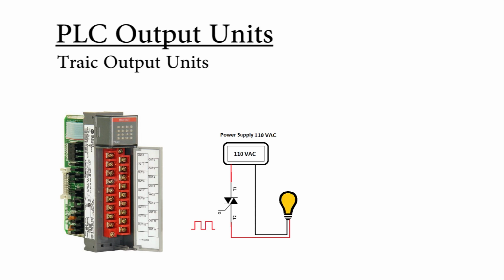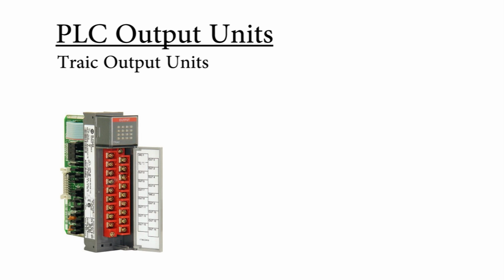When the output signal of the PLC gives a signal on the gate of the TRIAC, it allows the current to flow from terminal 1 to terminal 2 and through the load. TRIAC output is faster in operation and has longer life than the relay output cards. TRIAC output cards are available to operate from 24 volt AC to 220 volt AC depending upon the PLC model.